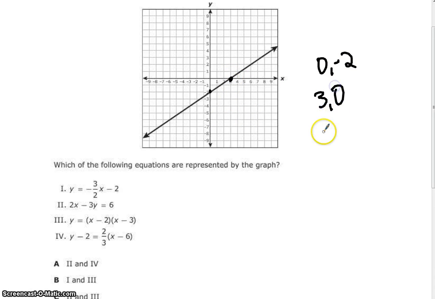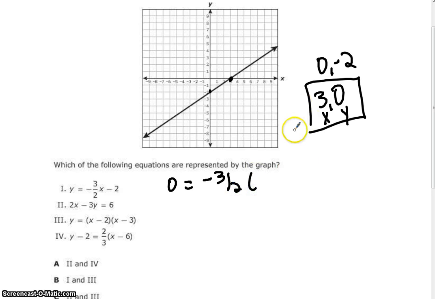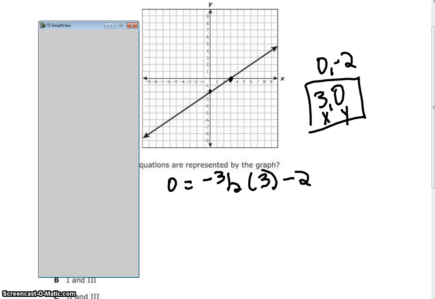Either of those, you could put into stat and get the equation. That's an option. Or you could put them in and see. If you use this point right here, because I don't like negatives, x is 3, y is 0. So I'm going to redo this first equation. Instead of a y, I'm going to put 0 equals -3/2 times, instead of an x, 3 minus 2.